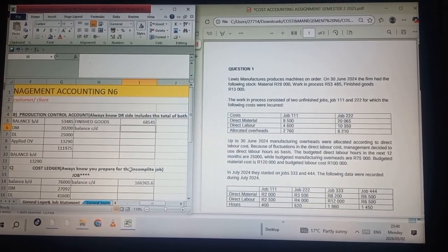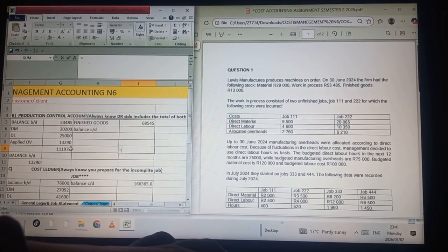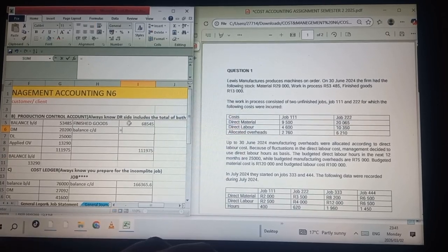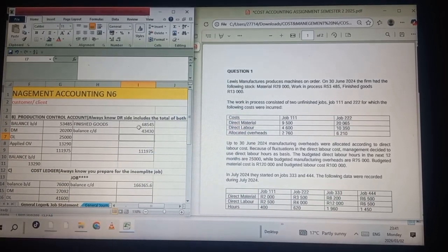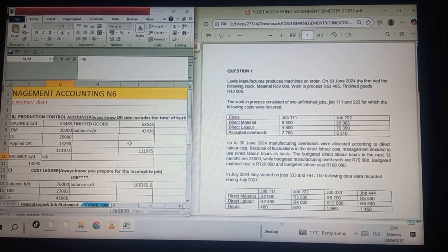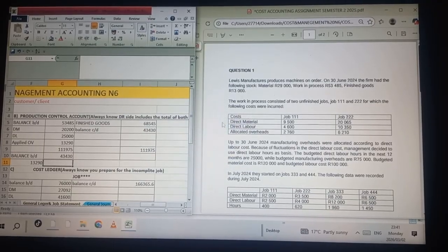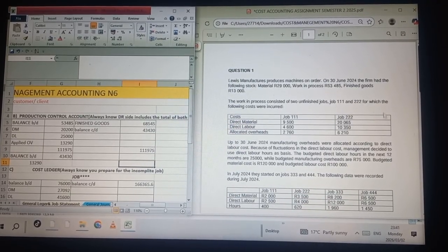And then the difference now. The bigger side is the debit side. So balance carried down. We need to find the difference. And then this is your balance brought down for the next financial year or for the next month. This is how you do your production control account in this case.